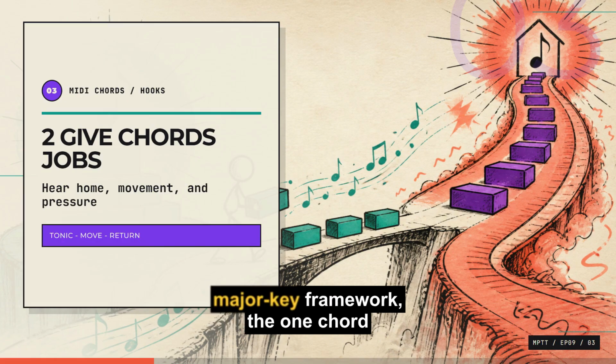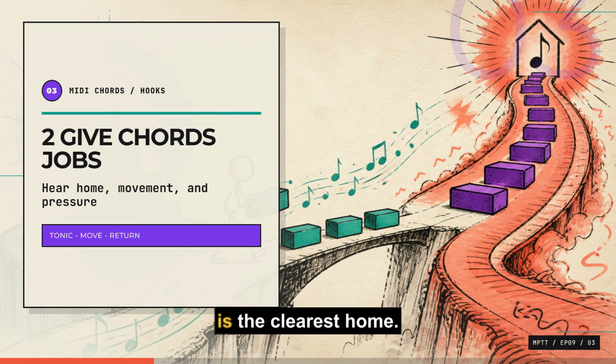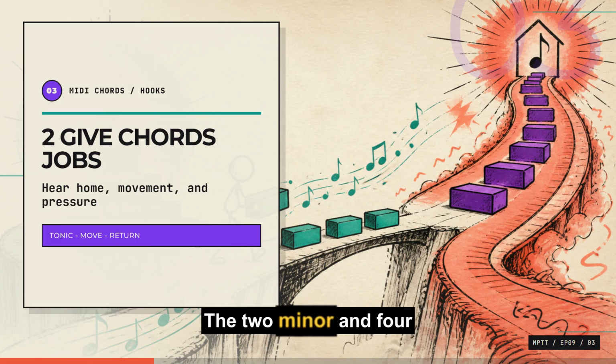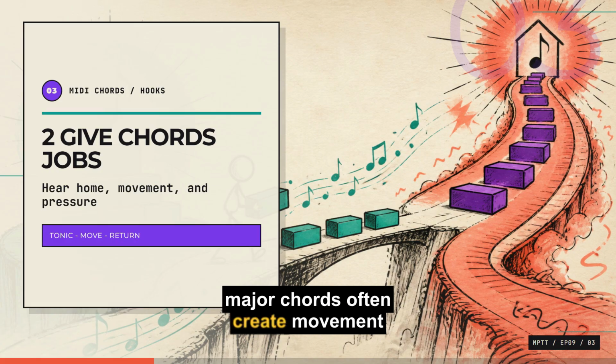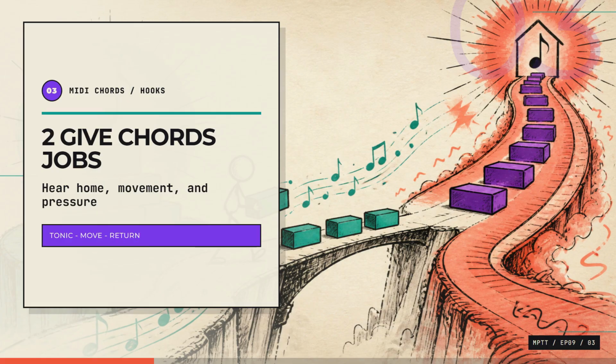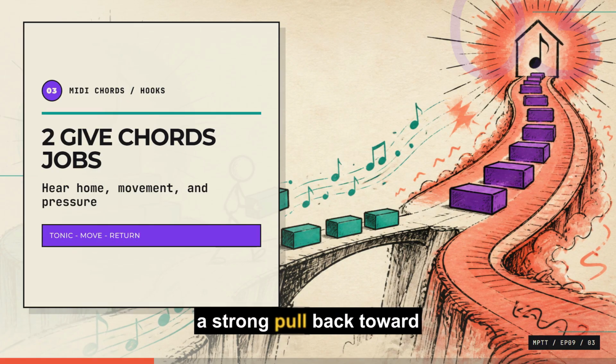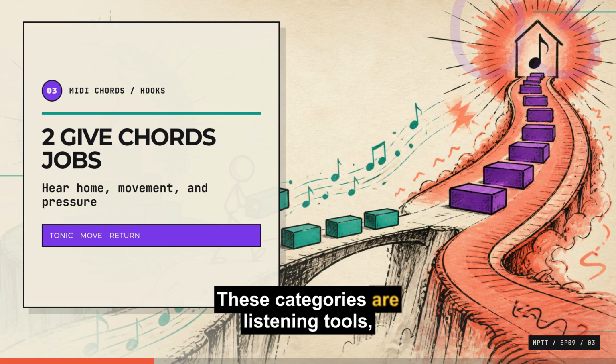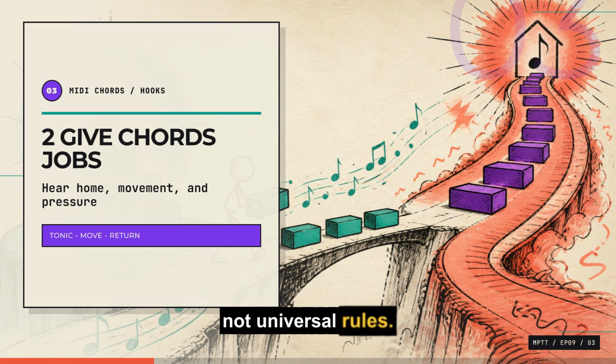In a basic major key framework, the 1 chord is the clearest home. The 6 minor chord can also feel stable, but with a different color. The 2 minor and 4 major chords often create movement away from home. The 5 major chord has a strong pull back toward 1 because it contains the leading tone, the note just below the tonic. These categories are listening tools, not universal rules.